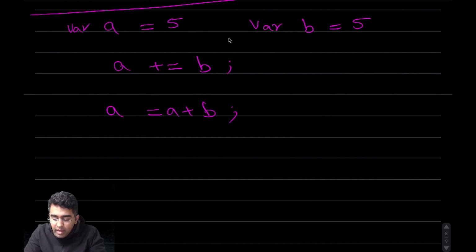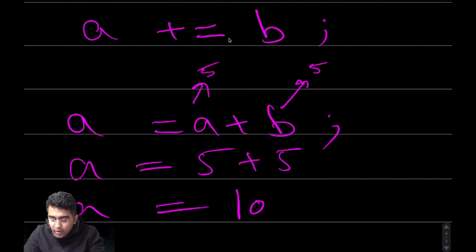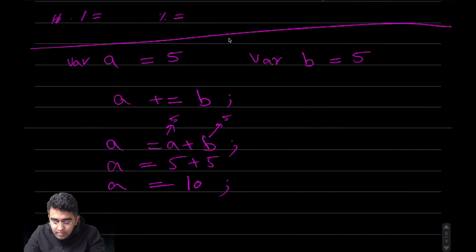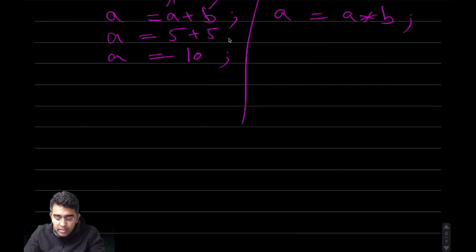Okay, now what was the value of a? That was 5, and b had the value of 5 as well. So which means a is equal to 5 plus 5. That means a is equal to 10 now. Make sense? So if you type, let's just say a multiply is equal to b, that means a is equal to a multiplied by b. Okay, that's the assignment, plus you add arithmetic operator, that becomes this.